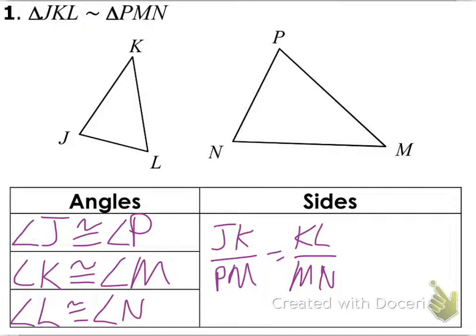And lastly, we have to deal with the two outer letters. So therefore, JL will be proportional to PN. So therefore, we have written a proportion that is going to relate all of our corresponding sides.